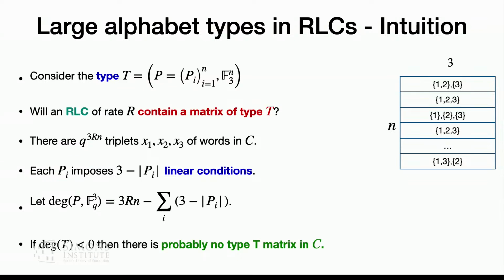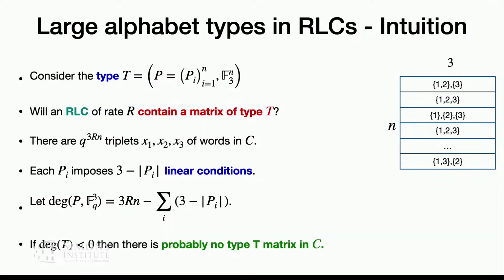And then, if this degree is less than 0, then this is easy to show by a first moment argument for random linear codes. In a random linear code, there's probably going to be no matrix of this type in the code. This is specifically for a random linear code. This is not easy at all to show something similar for, say, a Reed-Solomon code. But for a random linear code, this specific part is easy. Okay.